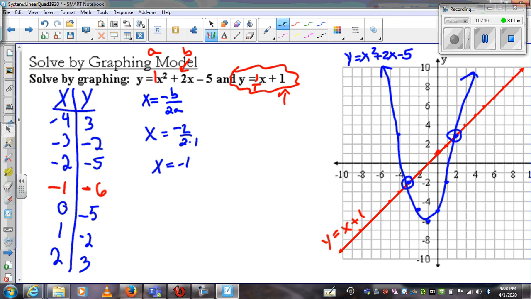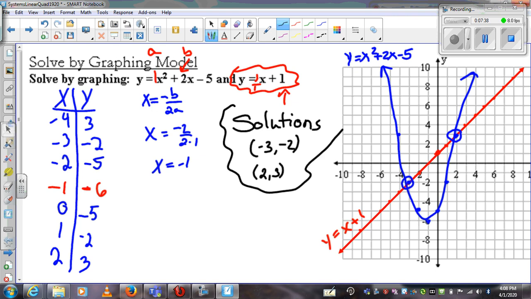And it looks like my solutions are 2 points. It looks like the first one here is -3, -2. And the second one looks like 2, 3. So I'm going to show you how to do a formal check here. If you want to do a formal check, you've got 2 points that you have to put in 2 equations. It's a little bit more work.